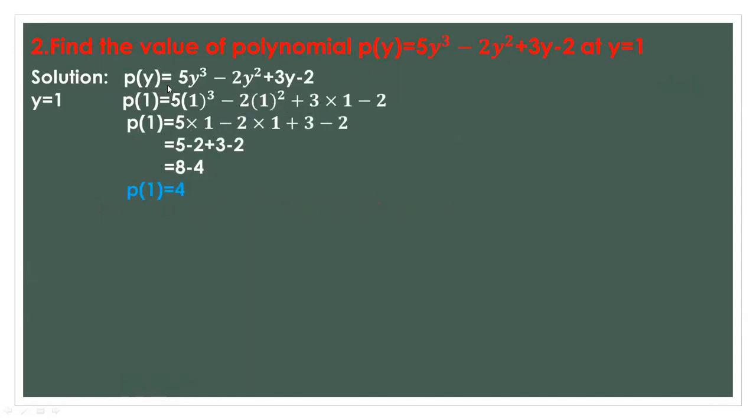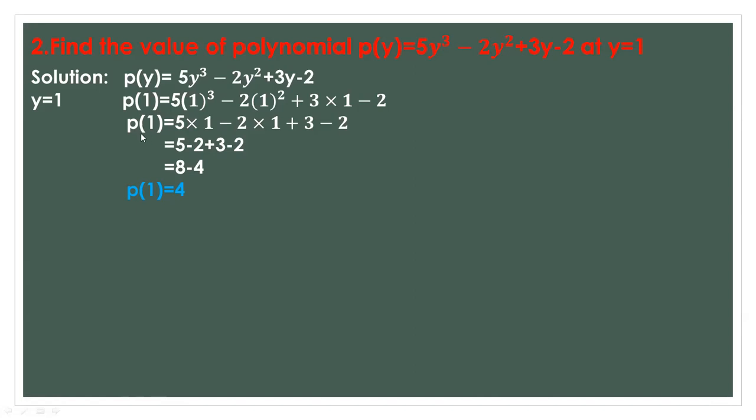Find the value of the polynomial p of y is equal to 5y cube minus 2y square plus 3y minus 2 at y is equal to 1. Its solution is p of y is equal to 5y cube minus 2y square plus 3y minus 2. Just replace y by 1. Then its polynomial becomes p of 1 is equal to 5 into 1 whole cube minus 2 into 1 whole square plus 3 into 1 minus 2.